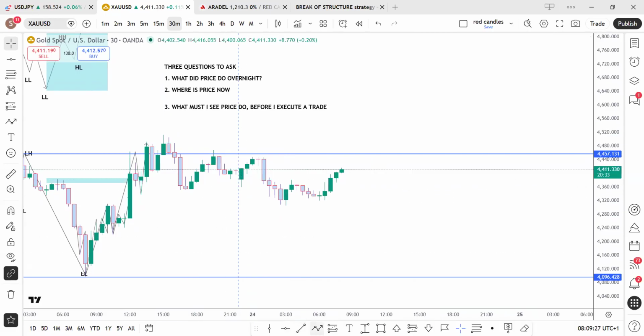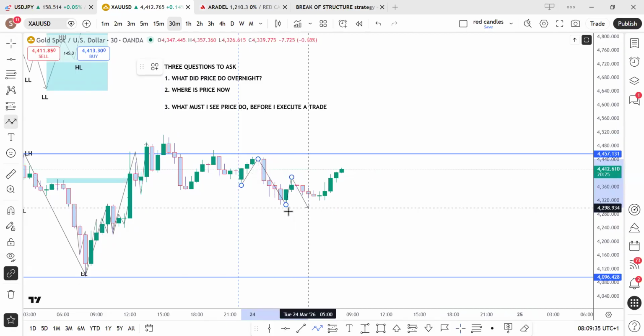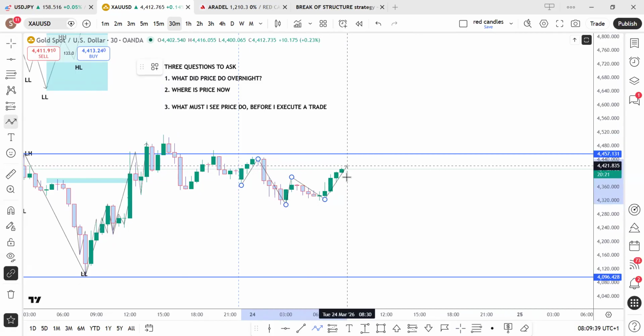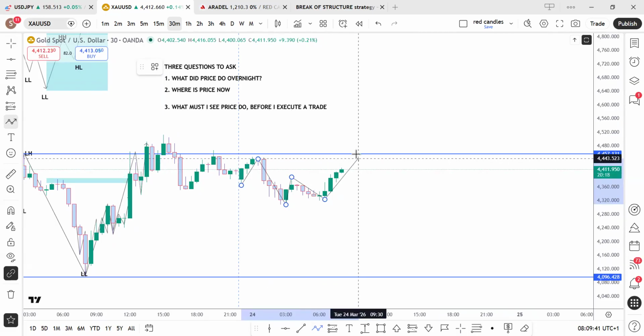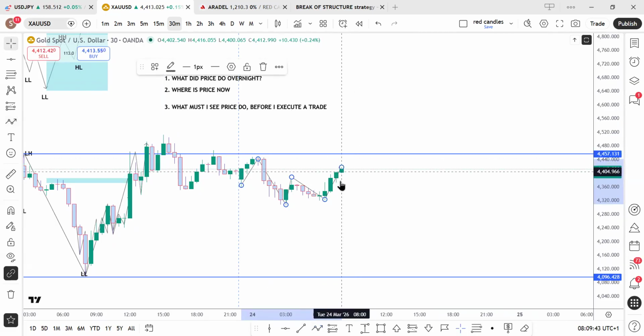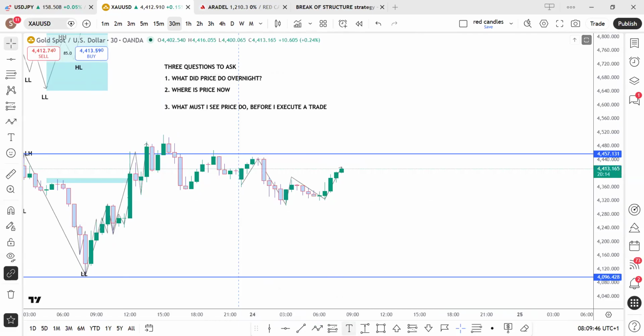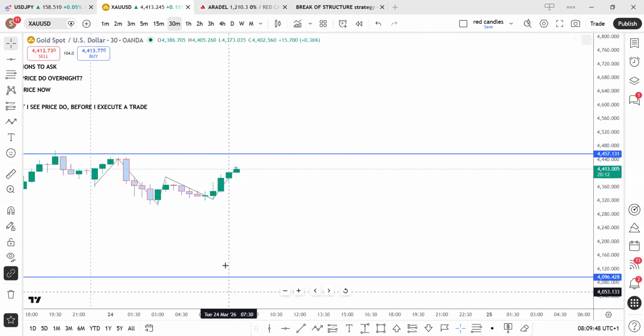So just this overnight for today, it starts from there, it pushes up, gives you a nice break of structure there. It pulls back. It does not come back down to break the lows there. Instead, it's going towards the top here. So somebody will say, okay, where is price now? Price is right here. So what do I expect price to do?